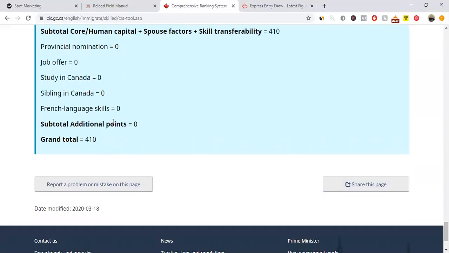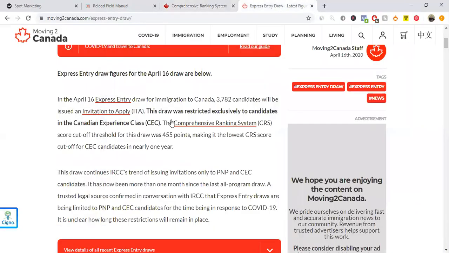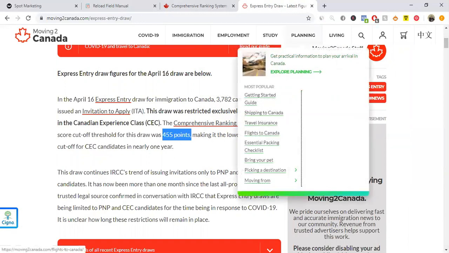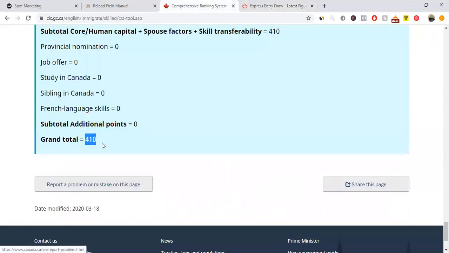So you can see it went up from 304 to 410. Even though it's at 410, it's still not up to the Federal Express Entry of 455. So what do you have to do? What else can you change from the CRS score?